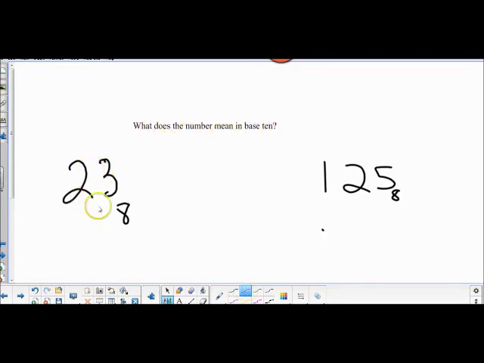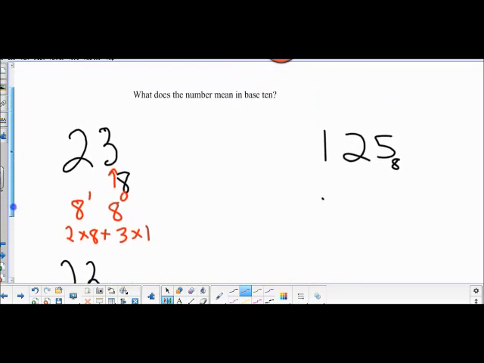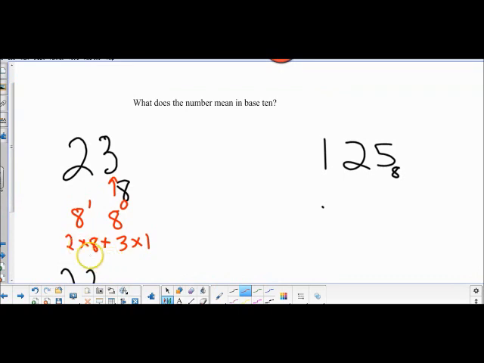So what does the number mean in base 10? If I look at this number, try to resist the urge in this unit of calling this 23, because it's not. We've got two places. The first place is always the ones place, because this would be 8 to the 0. And the second one is 8 to the first, or the eights place. So there are 3 8 to the 0s, or 3 ones, and there are 2 8s. And so 2 times 8 is 16, plus 3 times 1. 16 plus 3 is 19. So in base 10, it would be 19.